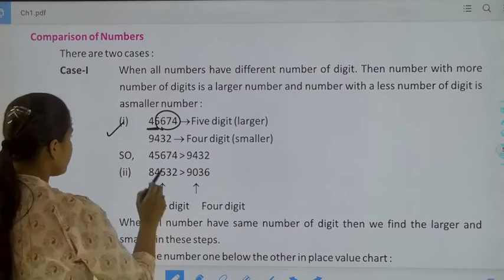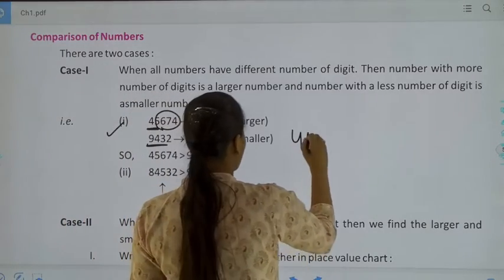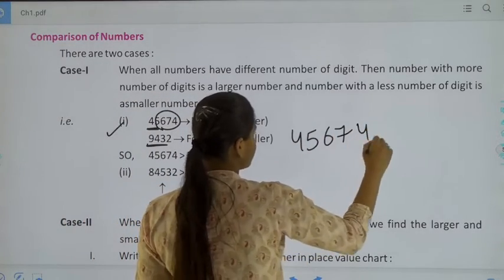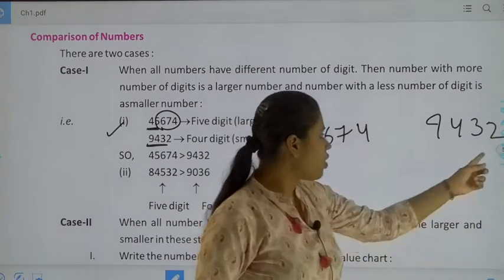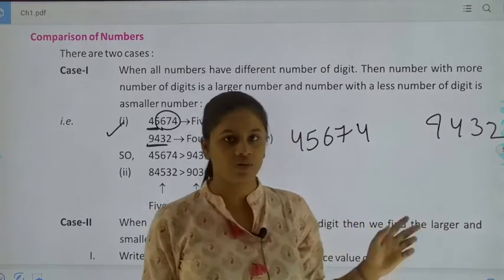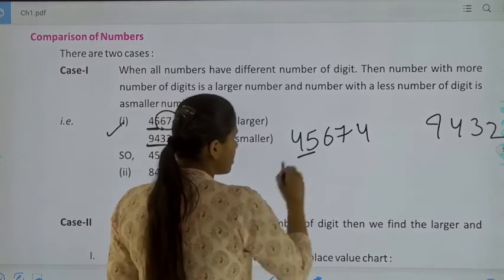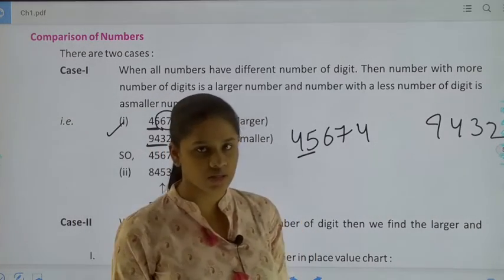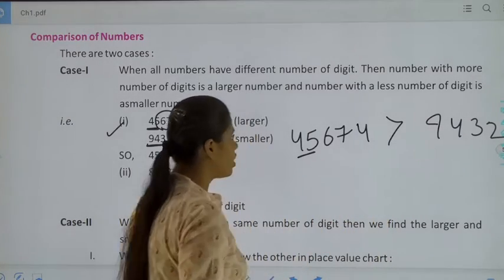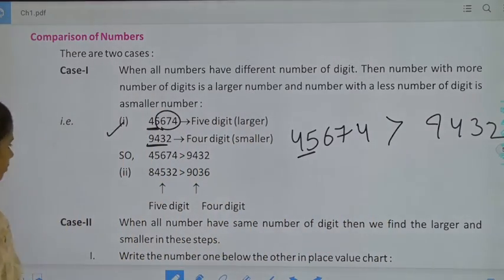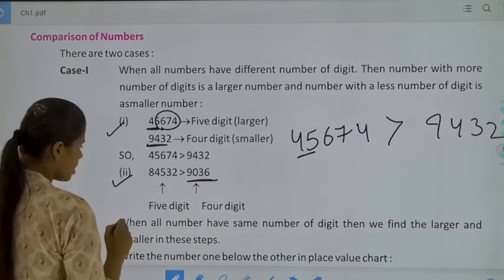Now move to the next example, that is 45,674, and one more example, that is 9,432. What we have to do, which one is the greatest? That is ones, tens, hundreds, thousands, ten thousands. It will be 9,432. But in this, that is 45,674. Which one is the greatest? 45,674.